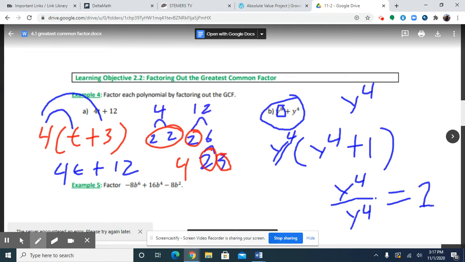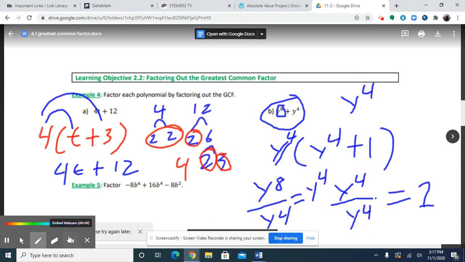Now on the other side, we have y to the 8th power divided by y to the 4th power. Now when we're dividing variables with the same base, we will subtract the exponents. So 8 minus 4 would give us y to the 4th power. And that is what we have inside the parentheses.